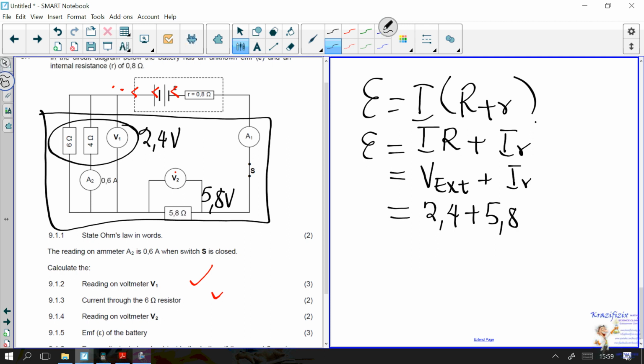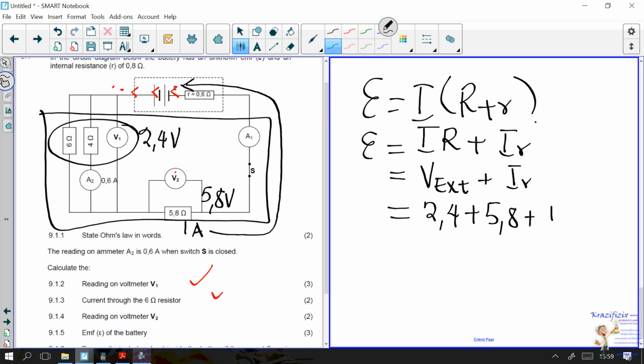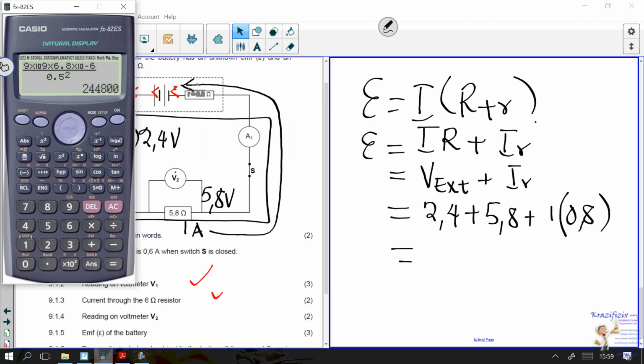Now, remember my current is 1 amp. That same current flows through the internal resistance because it's in series. What is my current? 1. What is the value of internal resistance? 0.8. So, what's my answer going to be? Very simple, and we're done with this.